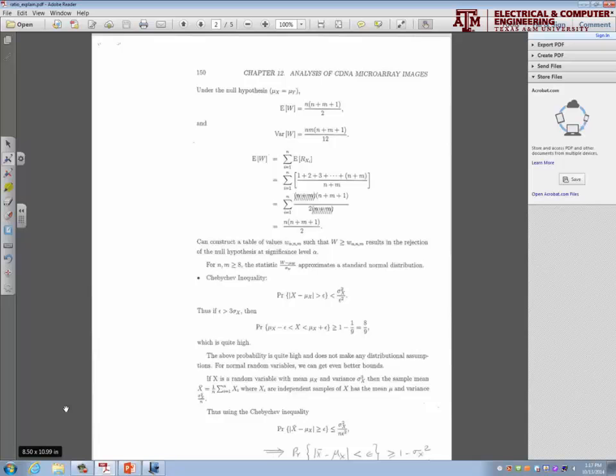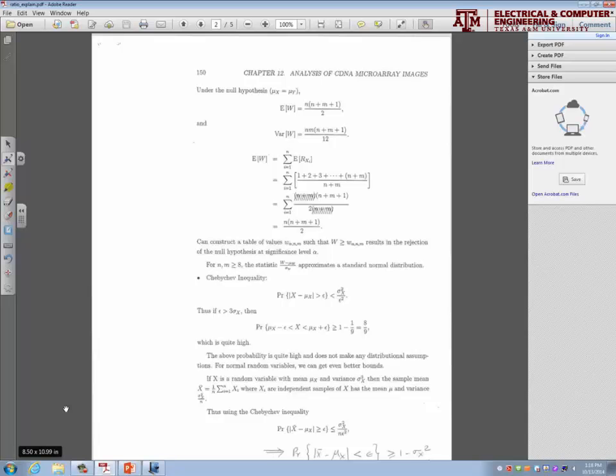If you do that, the sample mean has the same mean as the original random variable. So you get the probability that the sample mean x bar minus the original mean mu x is greater than or equal to epsilon is less than or equal to sigma x squared, but now the variance is sigma x squared over n, so n times epsilon squared. So you can see that by making n large, you can make this probability as small as you want.